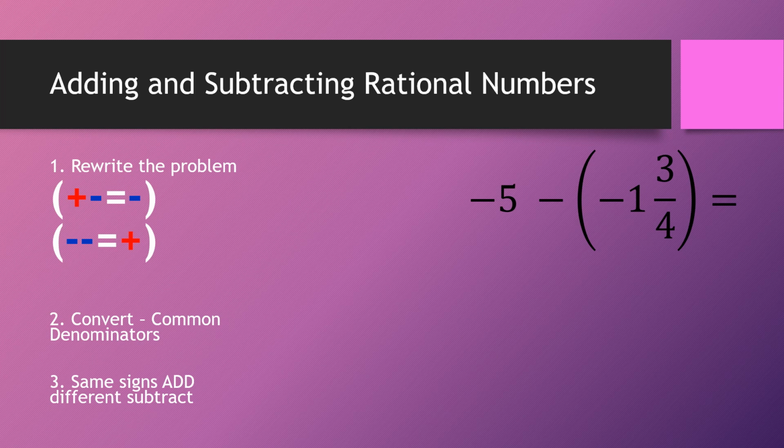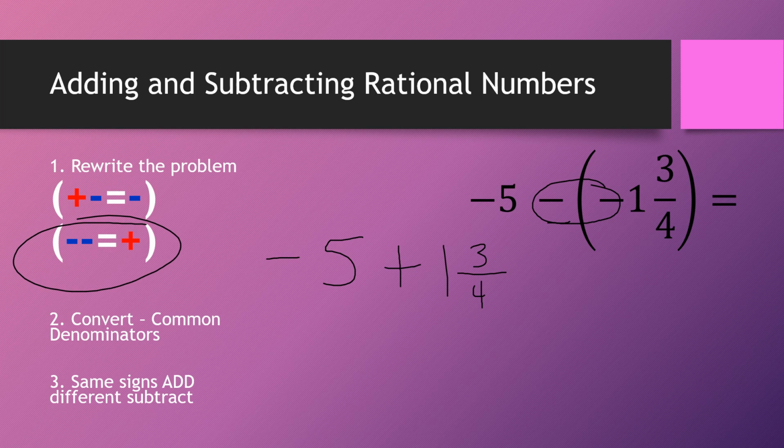So for this next problem, I'm going to rewrite. When you have a negative sign outside of a parentheses, it's going to apply to everything within. So everything will technically be opposite if it's a negative sign. So I have negative 5 plus 1 3/4. The reason why I wrote plus is because I had two negatives next to each other. I know when I see two negatives next to each other, that turns to a positive.